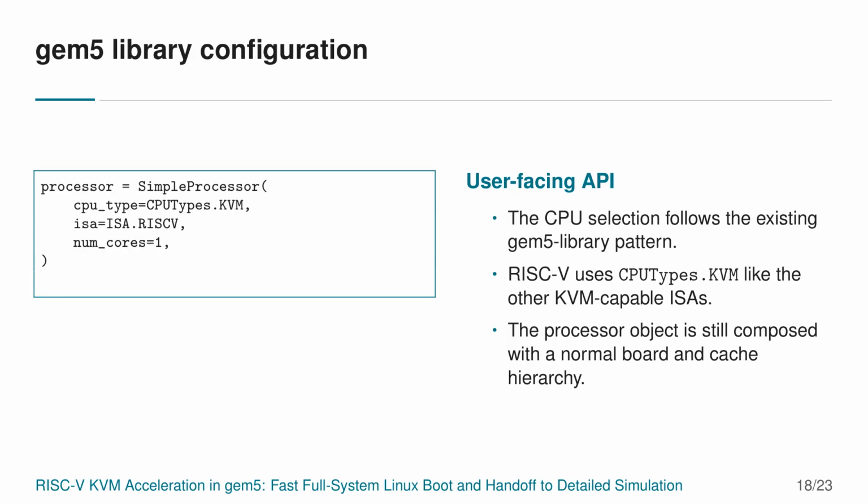From the user's side, the configuration follows the existing gem5 library style. The processor is still a simple processor. The RISC-V specific part is selecting CPUTypes.KVM with ISA.RISCV. The rest of the system composition stays normal. Board, cache hierarchy, processor and workload are still the same.